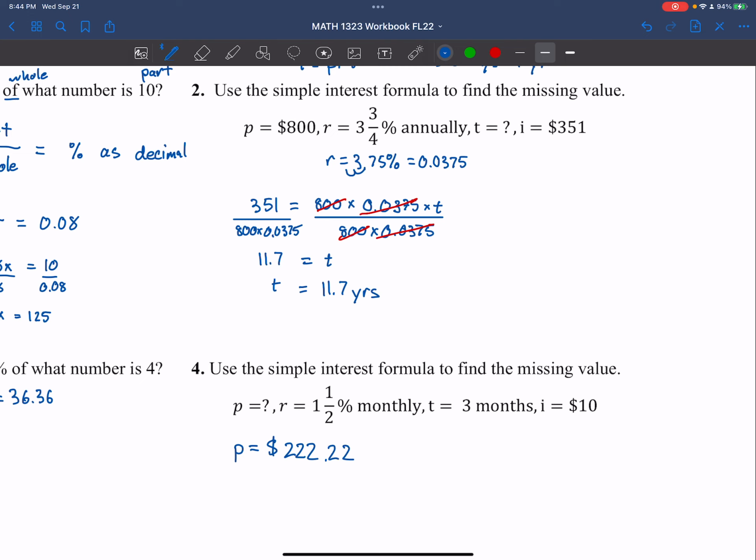$222.22. Wow, hopefully that's not too much. Probably not. $222.22, I'd take it. So again, pause and verify that if you're not sure. And then we'll go ahead and begin section 10.3.